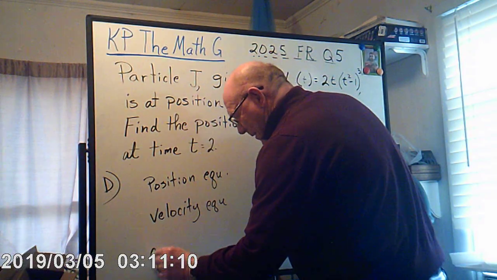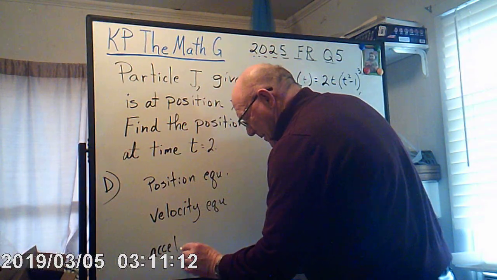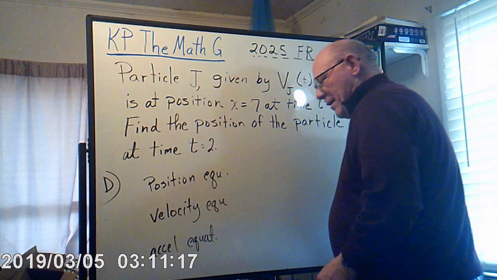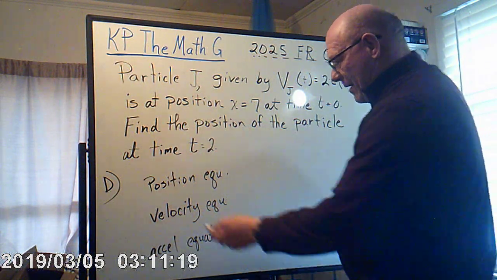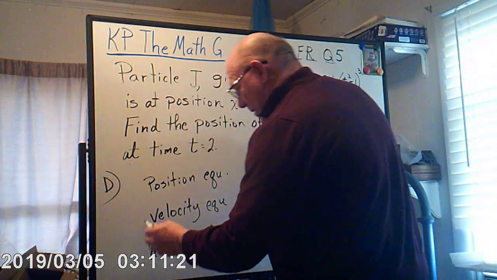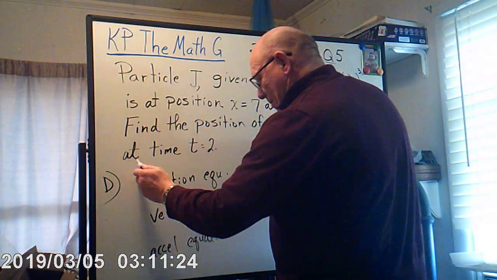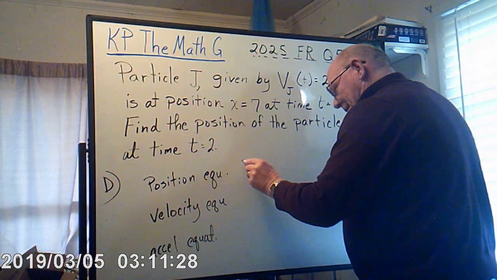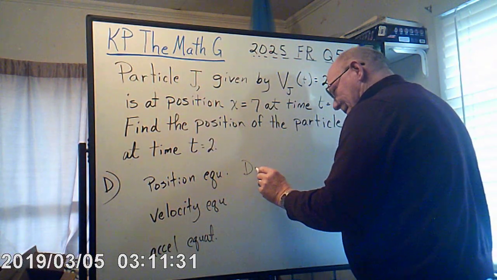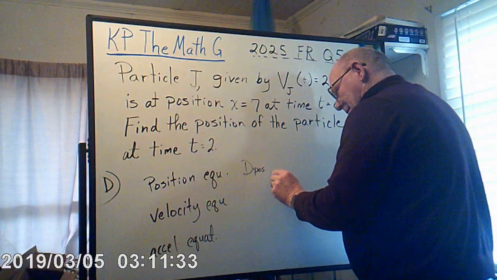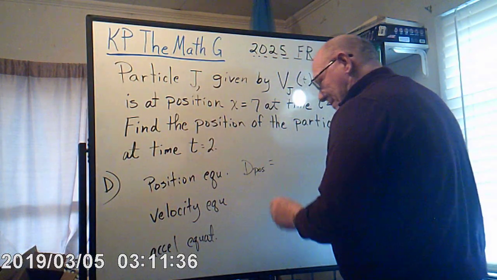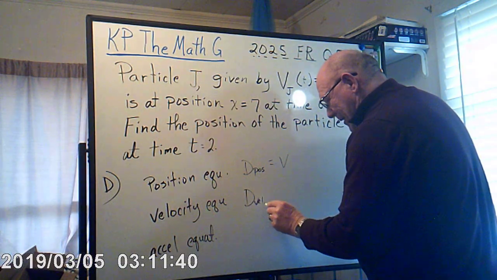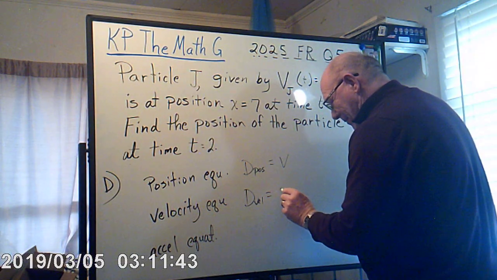and we have the acceleration equation. Now we're at this point right here. So if we want to go forward, we take the derivative of the position and we get the velocity. If we take the derivative of the velocity, we get acceleration.